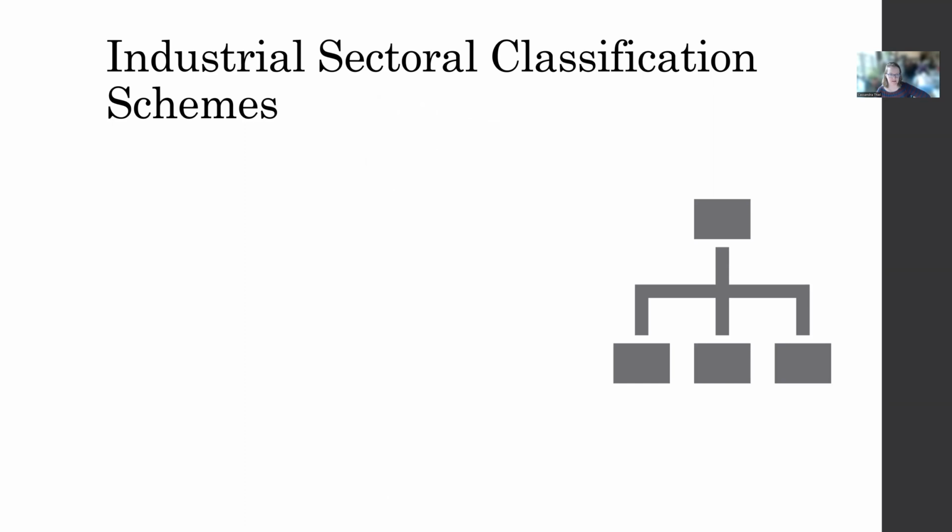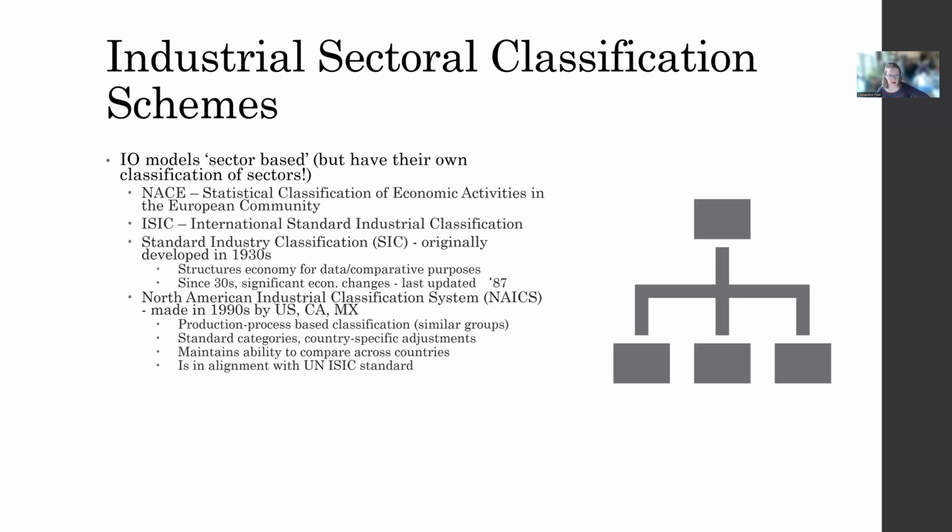So classifying industries into sectors is something that governments have been working on for a while. And EEIO models are sector-based, meaning they often build off of what the government already has for classifications, but they may have their own classifications on top of that. Usually they're very related, but the EEIO, meaning the life cycle assessment EEIO models, might be a little bit more aggregated than what we see in these economic models.